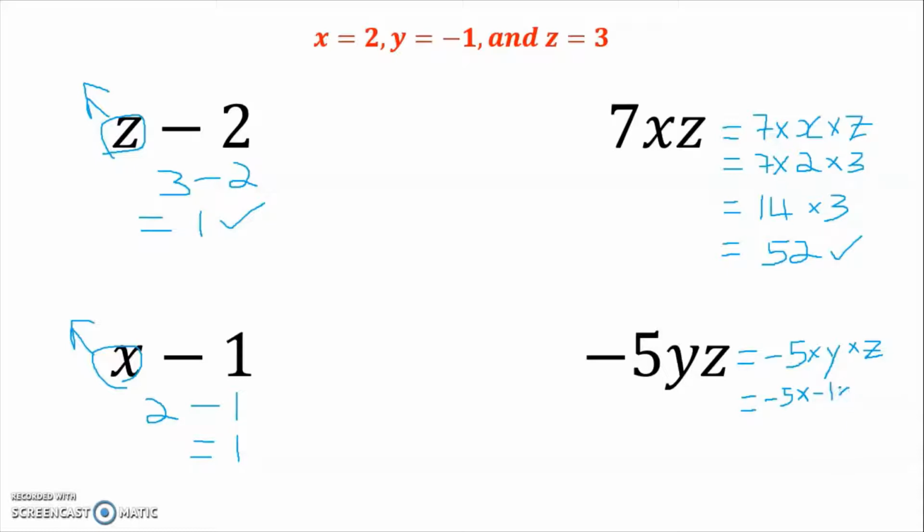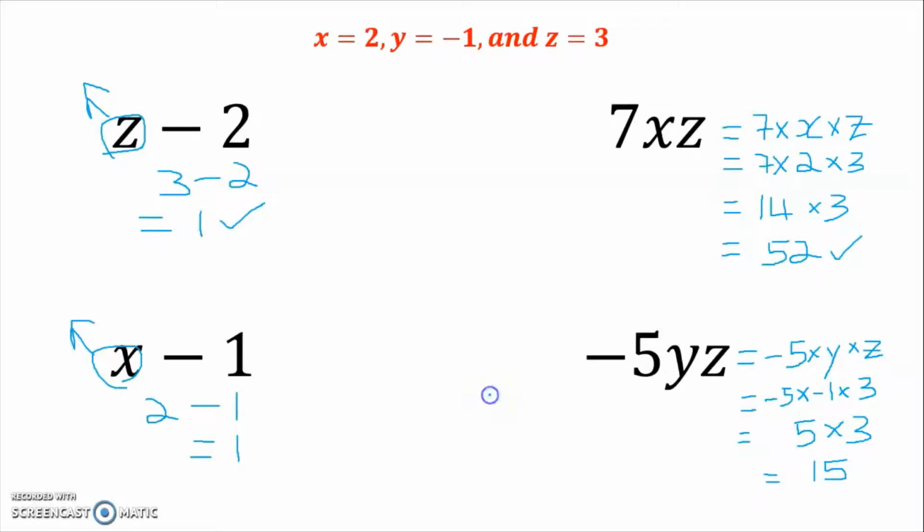And then we multiply by z. Z equals positive 3, so we will remove the z and introduce positive 3. Now negative 5 times negative 1 equals positive 5, because when you multiply a negative number by a negative number, you get a positive number. Okay, negative 5 times negative 1 equals positive 5. Multiply that by positive 3, you get positive 15. And that is the value of the expression negative 5yz.